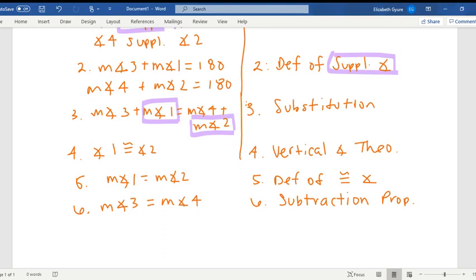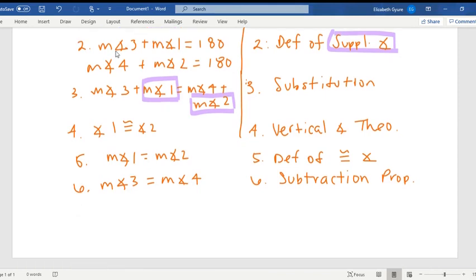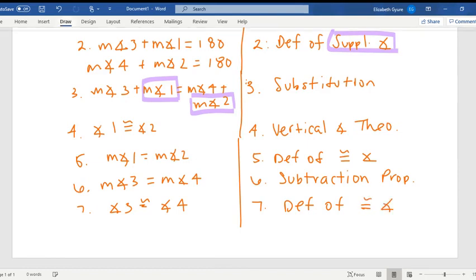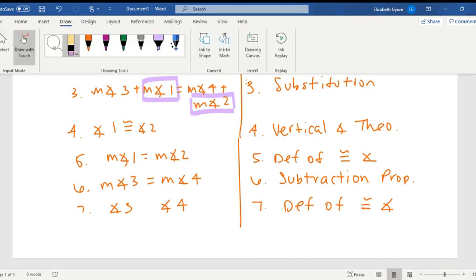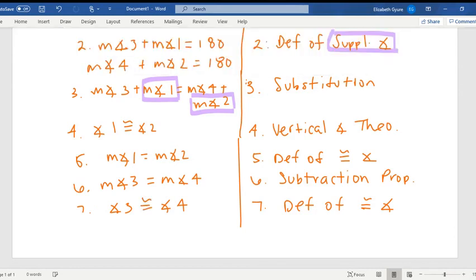Nick? Yep, very good. Step 7, angle 3 is congruent to angle 4. That's where we need to get to. How come I can say that? Lucas? Definition of congruent angles. And a question I've gotten a lot is a few people have asked me, well, I've already used that. Can I use it again? Absolutely. You might use the same definition or theorem or property multiple times in a proof, and that's okay. Good.